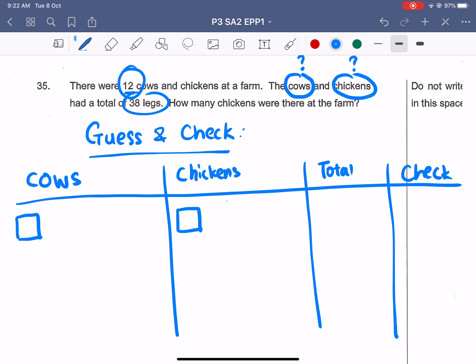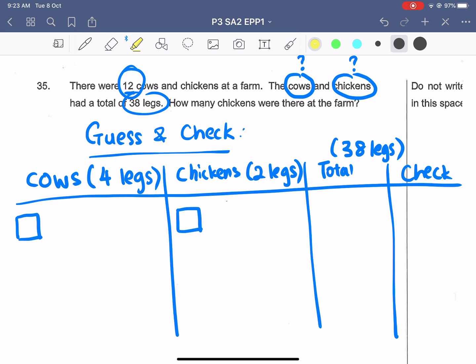and but I know that chickens has got 2 legs. So I put it on top first. And I know that cows have got 4 legs. And my total has to get to a total of how many legs? 38 legs. That's what the question wants. So our job is to keep guessing until we get 38 legs. But of course, the trick is we can only guess up to 12 animals in total.